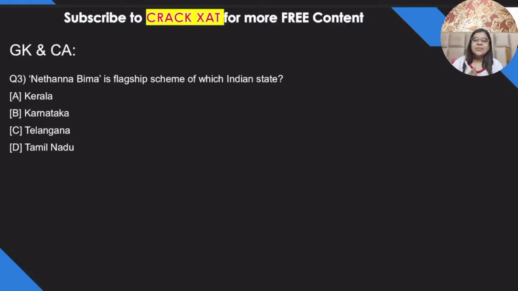Very nice. So many C's coming up. Some B's also coming up. So guys are confused between Karnataka and Telangana. The answer would be Telangana in specific.